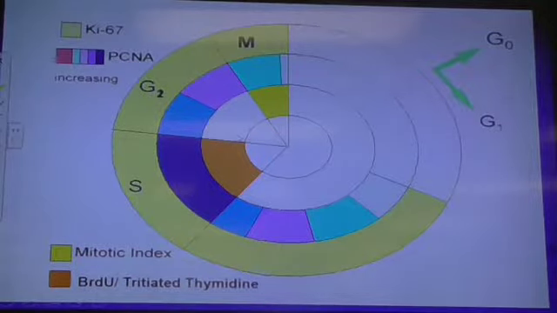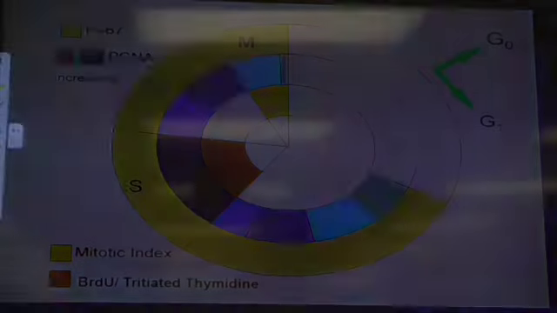But the main thing I want you to take home from this, not so much when and where in the cell cycle it is, but just to know that these are proliferation markers that you can use to kind of assess the growth fraction of the neoplasm. Okay? These are just four common ones.